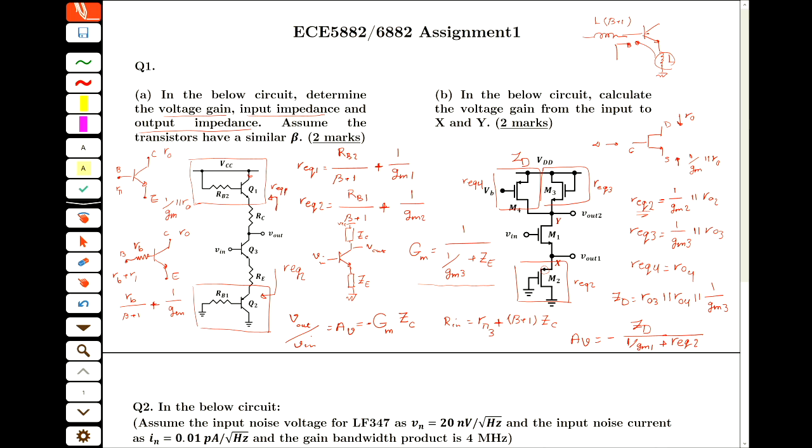But if we want to assume that all of them are there, then it is in series with RO1. I mean that we have RO1. Yes, it is in series.